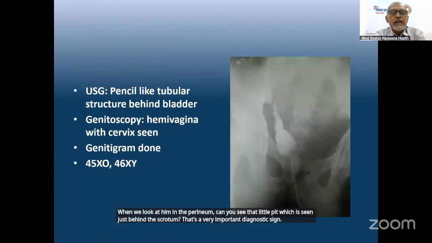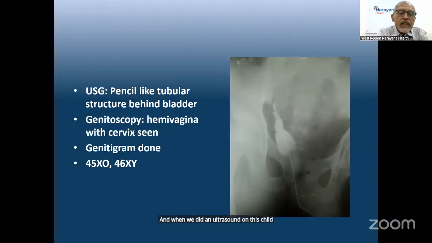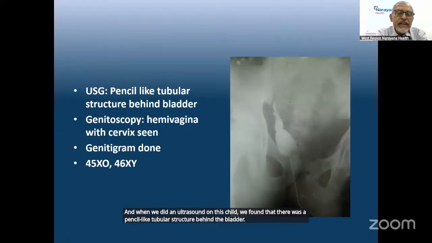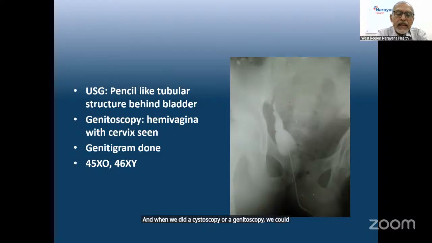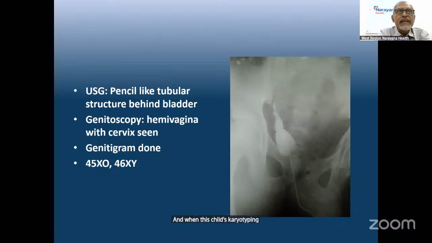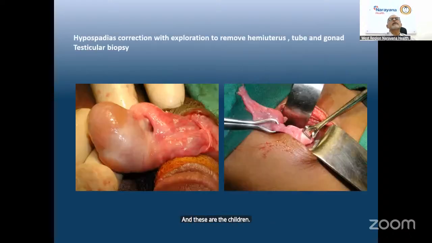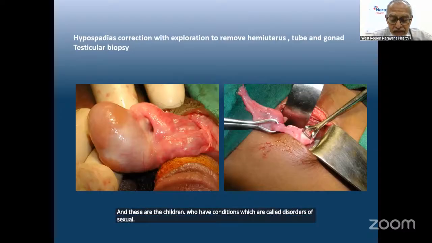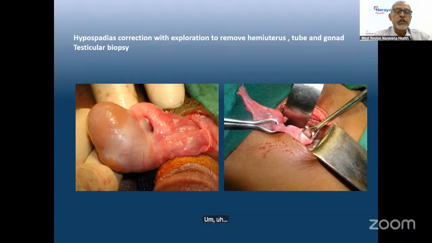And when we did an ultrasound on this child, we found that there was a pencil-like tubular structure behind the bladder. And when we did a cystoscopy or a genitoscopy, we could see something like a vagina entering into that space where the urethra normally enters. And when this child's karyotyping was done, he had a mixed karyotype. And these are the children who have conditions which are called disorders of sexual differentiation.